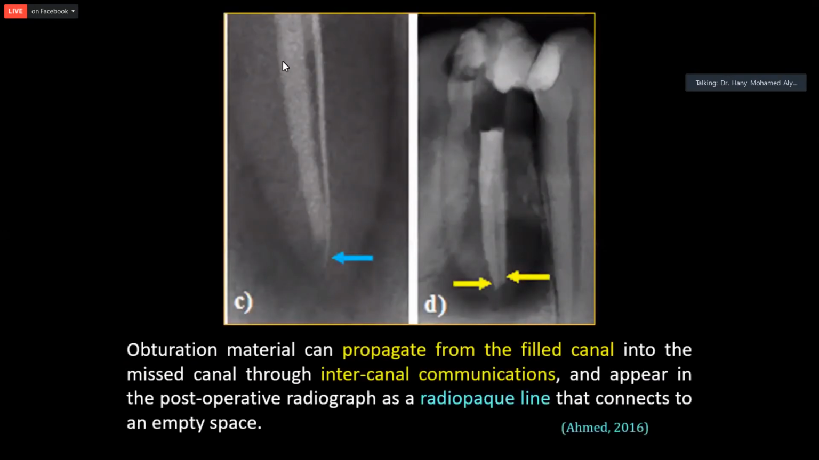So what I have done, I opened again the access cavity, I extended more to the lingual, and then I found that there is another canal which was missed, and then after this I obturated the two canals.